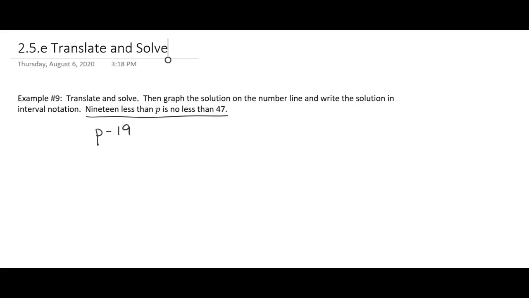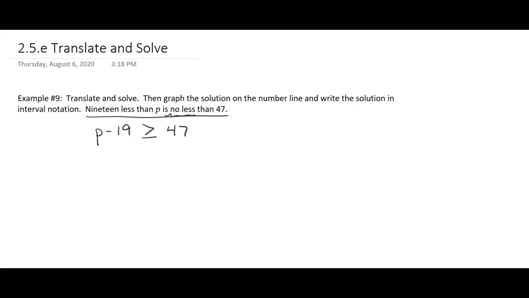Okay, and then the wording gets weird. So 19 less than p, we've got that, is no less than. So it can't be less than 47. So it's got to be greater than or equal to 47. Greater than or equal to 47. So I think that wording's kind of tricky, no less than.